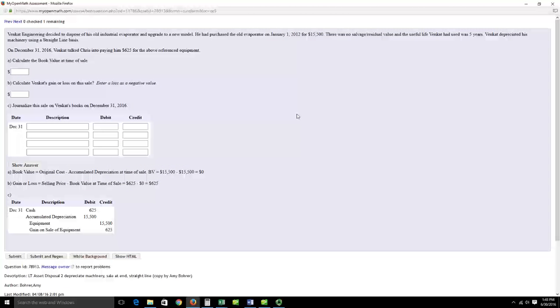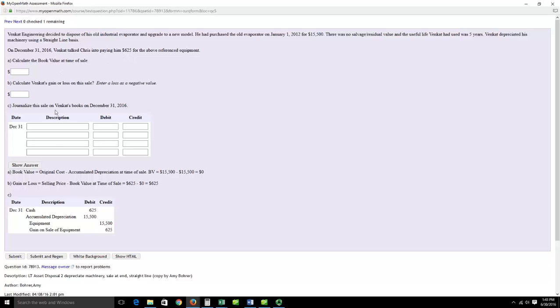Okay, so this particular example and problem in MyOpenMath has a company disposing of an asset. They have this asset that they're upgrading to a new model. They purchased it on January 1, 2012 for a cost of $15,500. It had no residual value, a 5-year useful life, and they depreciated it using the straight line method. They sold it on December 31st, 2016 for $625.